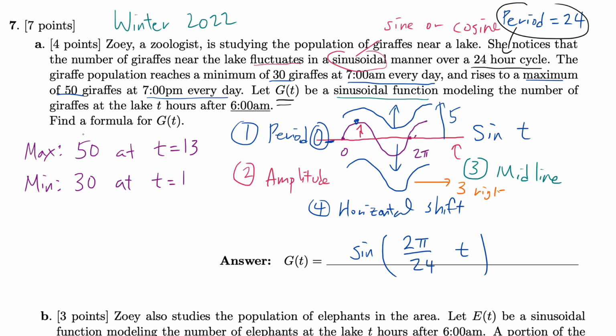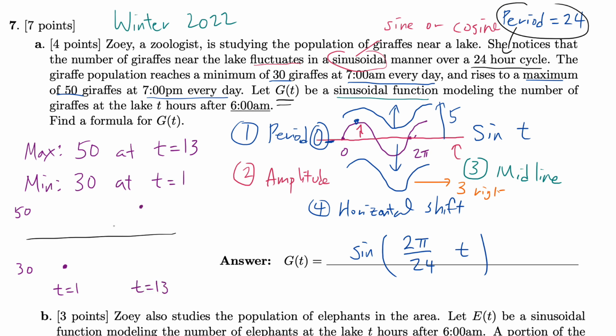Well, to find the amplitude, let's see what this graph looks like. So we have something like this. We are going to have some midline. The maximum is 50, minimum is 30. And when time is 1, we are at the minimum. And when time is 13, we know we're at the maximum.